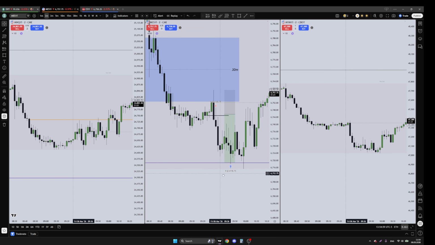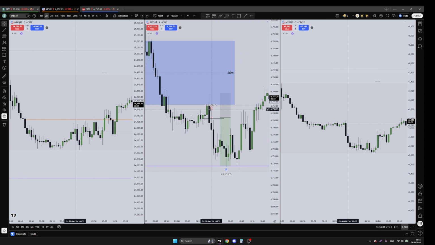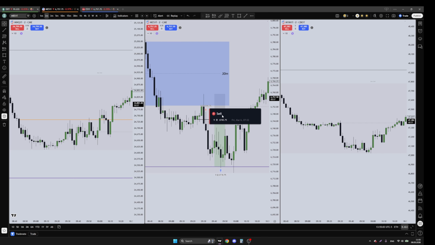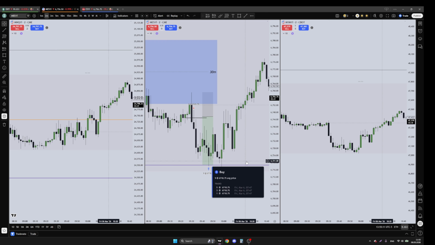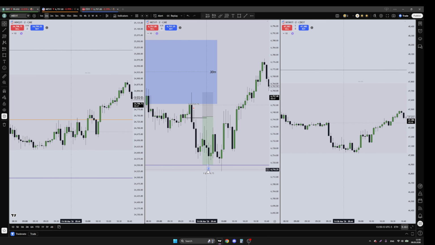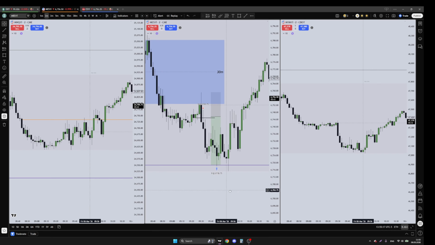I have it on mini here, just sold here a little bit above the change in state, and then price traded into my target, and I got exited here. So that was the trade.